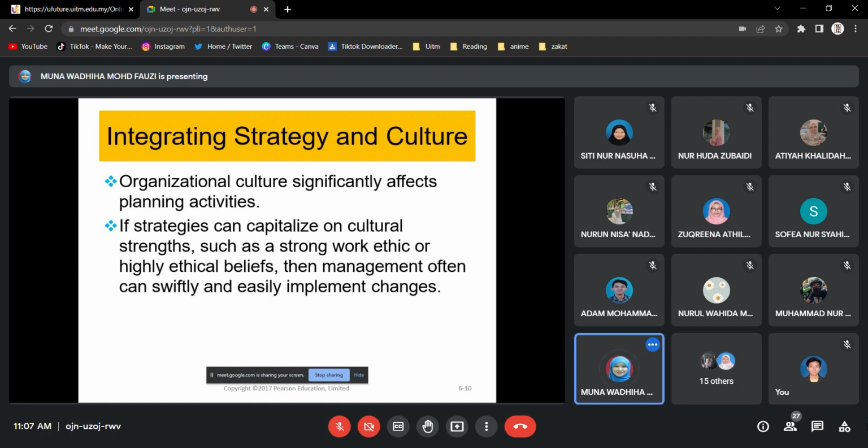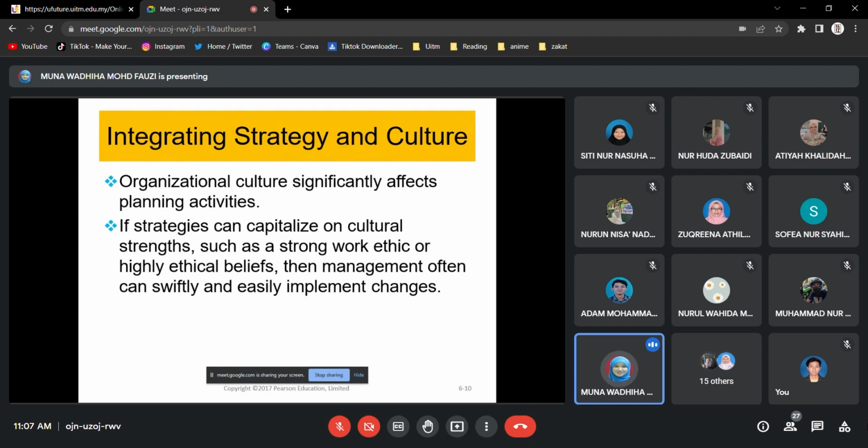Next we discuss integrating strategy and culture. Organizational culture significantly affects planning activities. If strategy can capitalize on cultural strengths, such as a strong work ethic or highly ethical beliefs, then management can often swiftly and easily implement changes.